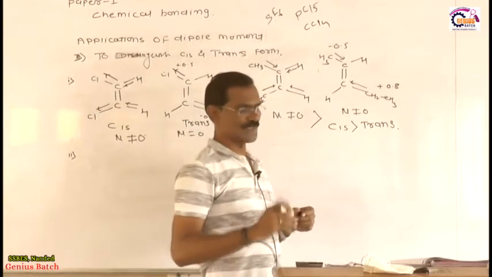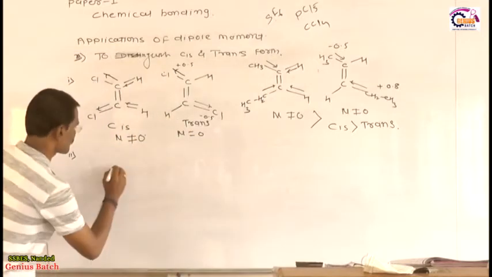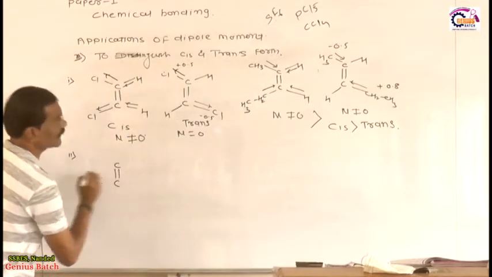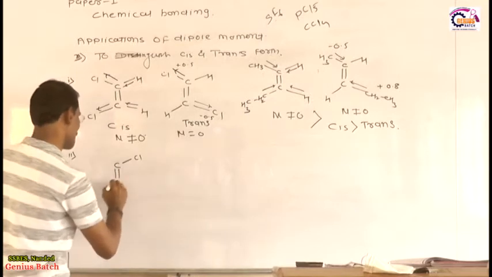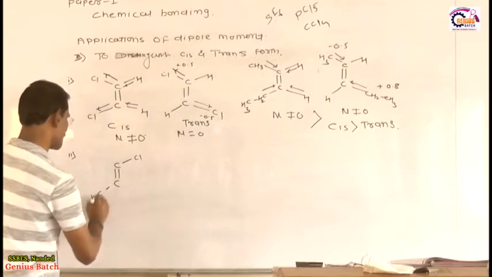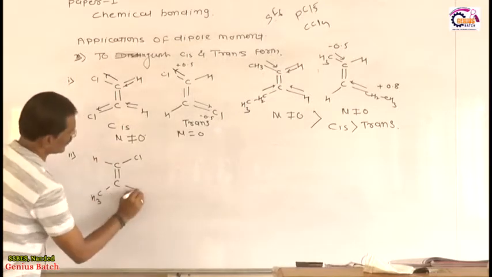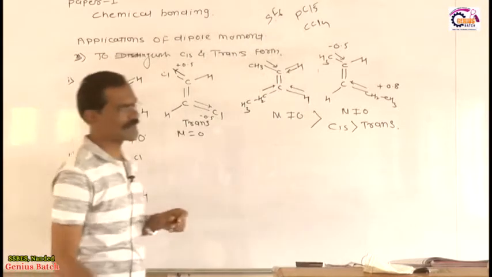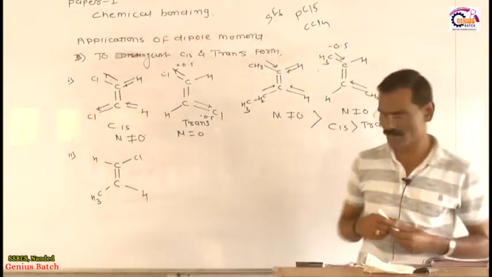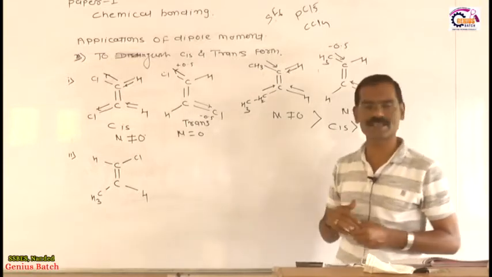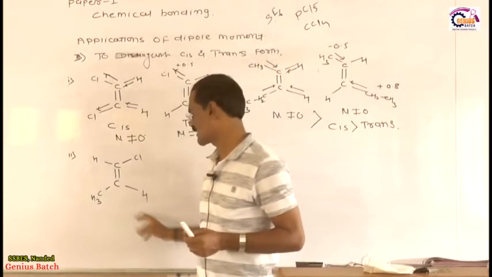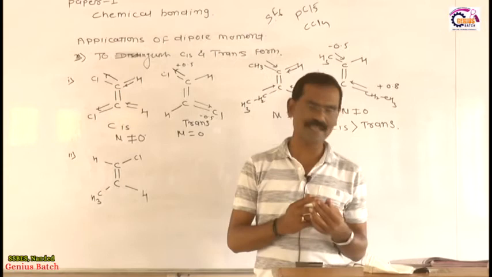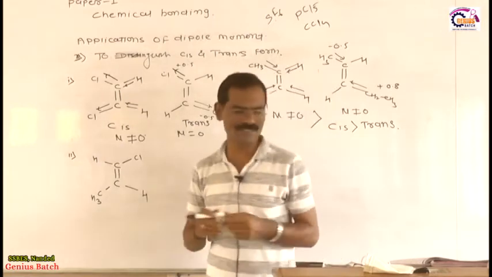Suppose two different groups are there. Suppose I have C double bond C, here Cl, here CH3, and here H and here H. This is the molecule which is called the trans molecule, because two identical groups are on the opposite side. H and H are on the opposite side. Therefore, indirectly we say that this molecule is trans.